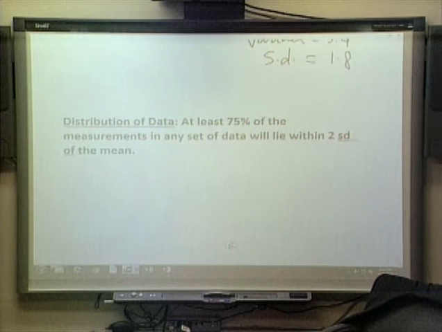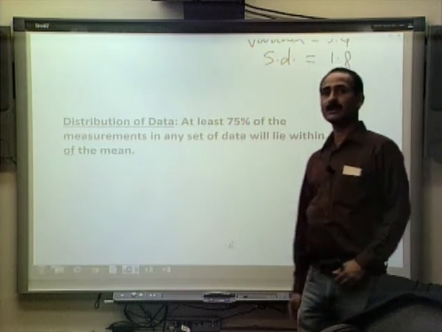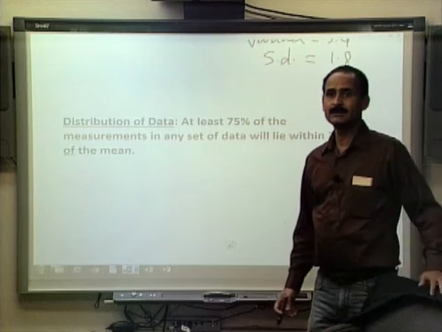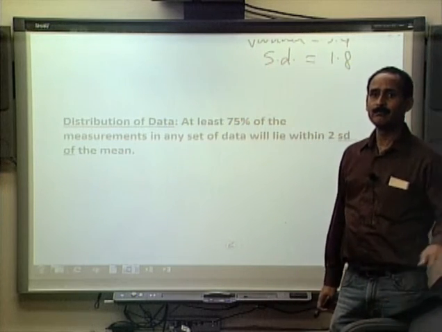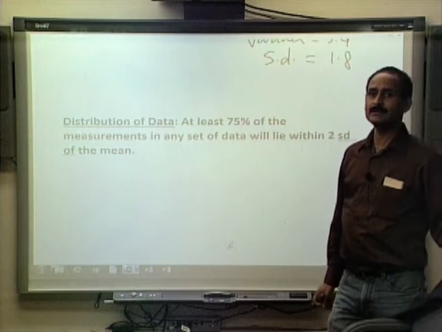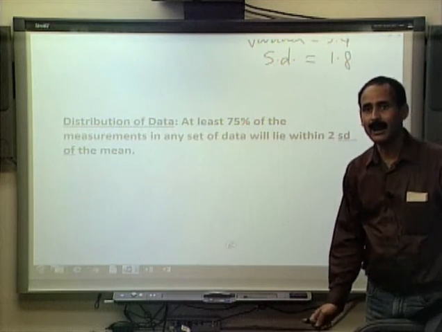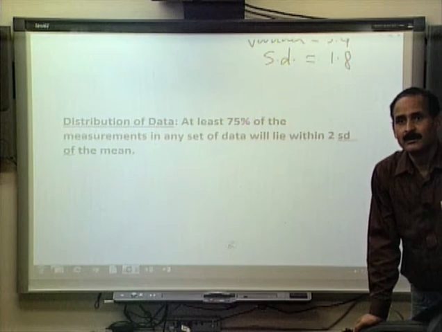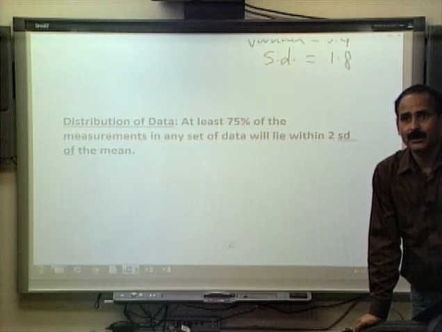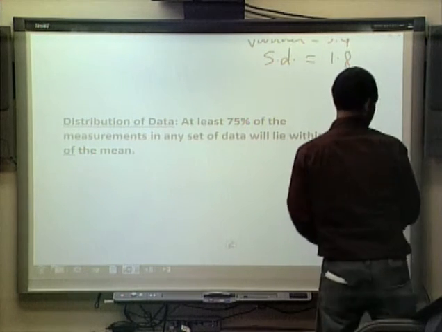Here is a nice result regarding data distribution. It says at least 75% of measurements in any set of data will lie within 2 standard deviations of the mean. So this is what this is saying.